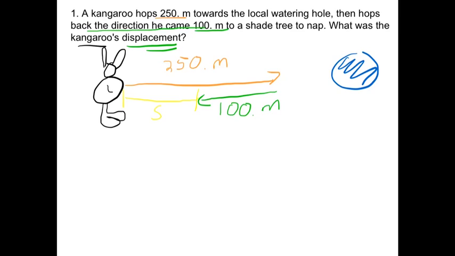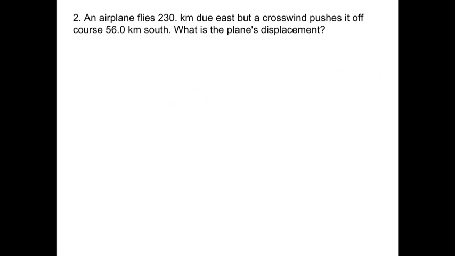So this is just a very simple algebra problem now that we have it all drawn out, right? This is just 250 minus 100, which is going to give us 150 meters. All right, let's work another problem. A little bit more difficult, but still not that bad.